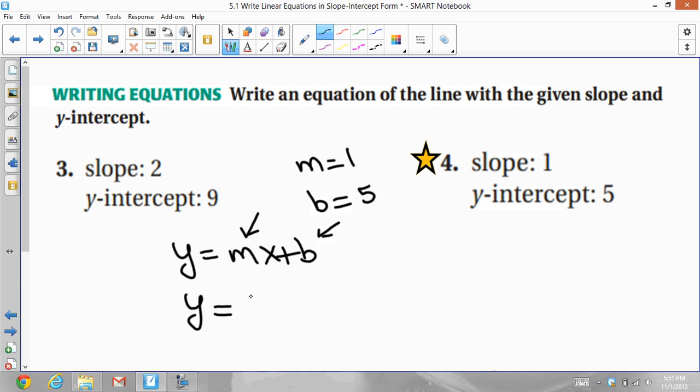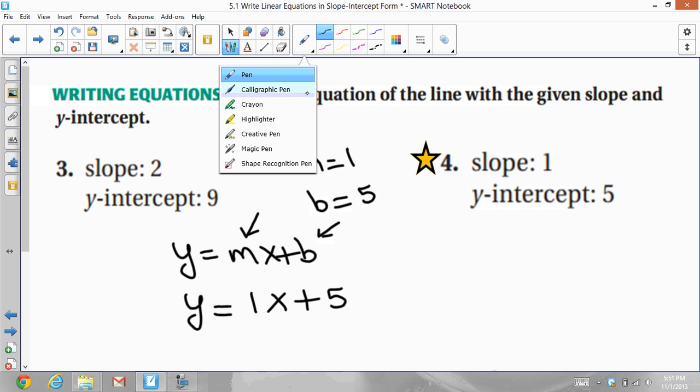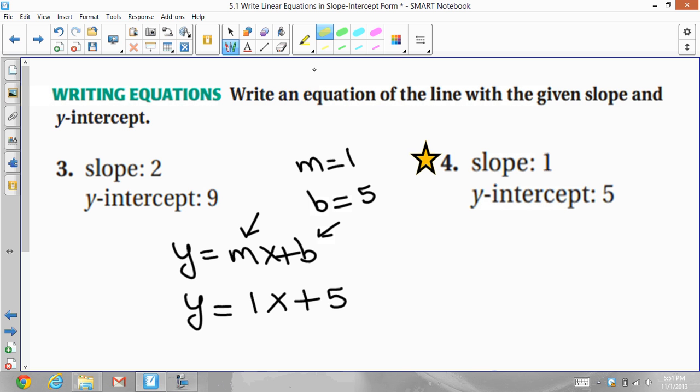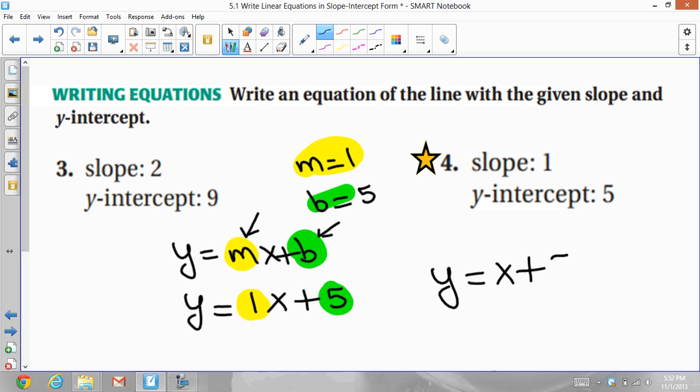So your m is 1, which will be 1 times x plus 5. So I'm getting the numbers from here. If I highlight and show you, this m is what I'm replacing here to here, and the y-intercept, which is b, I'm replacing from here to here. I kept the y, I kept the x. Nothing changes. So basically the equation is going to be y equals x plus 5, and that is the answer.